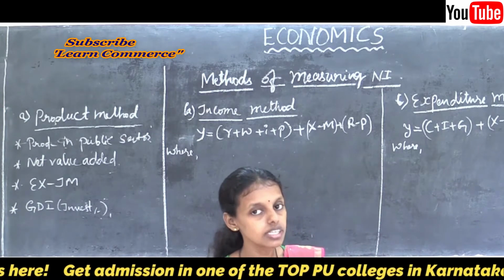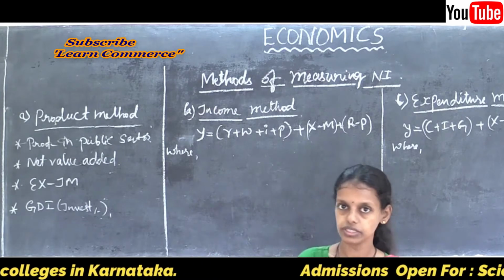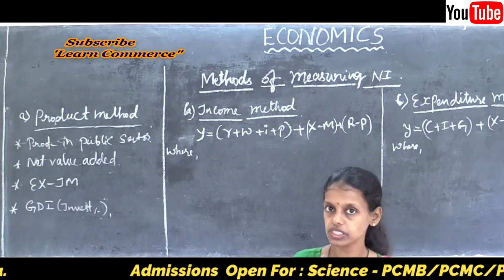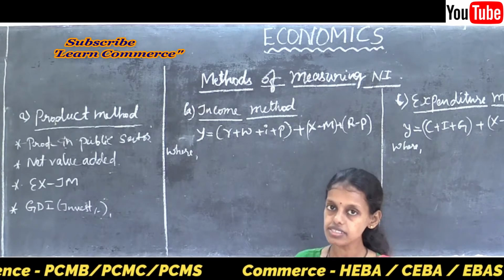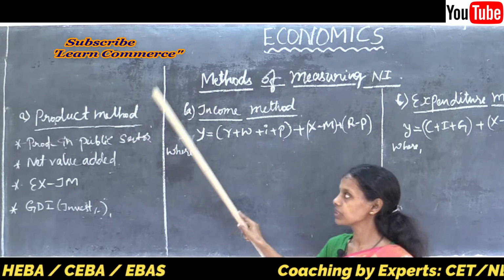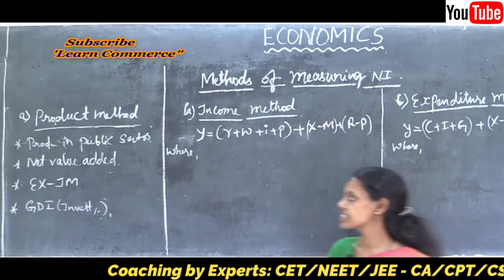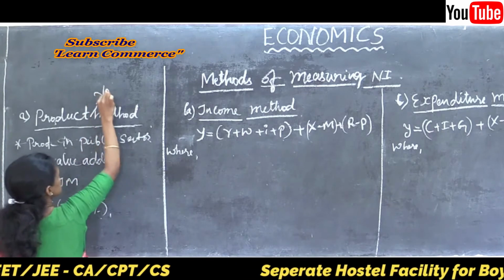There are three major methods to calculate national income. First one, product method or value added method. Second one, income method. Third one, expenditure method. Let us see them one by one. So the first one is the product method. This product method is also called the value added method.